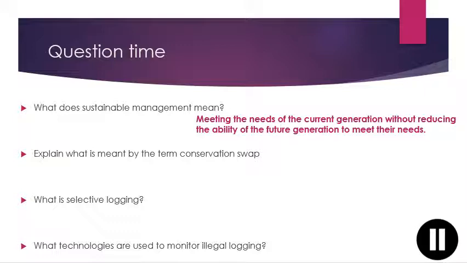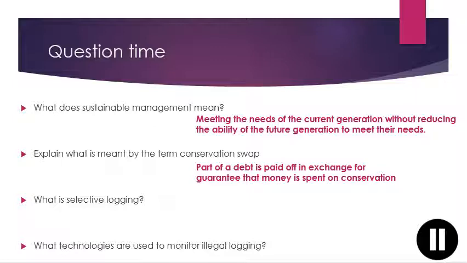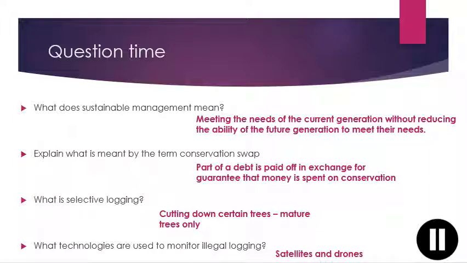Sustainable management means meeting the needs of the current generation without reducing the ability of future generations to meet their needs. Conservation swap is where a debt is paid off in exchange for the guarantee that money is spent on conservation. Selective logging is when certain trees are cut down, and these are usually the mature trees. And the technologies used to monitor illegal logging are satellites and drones.